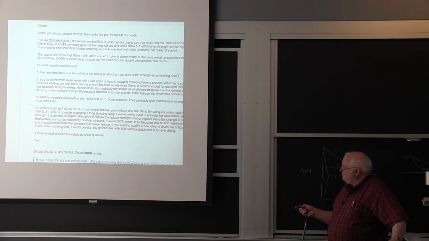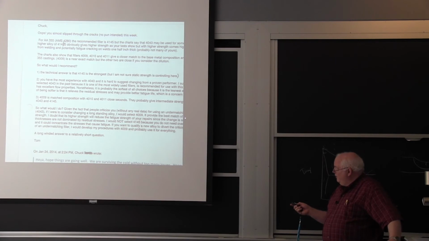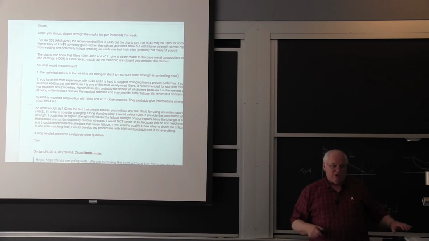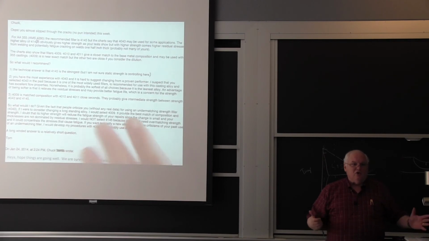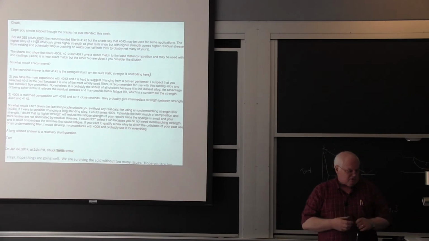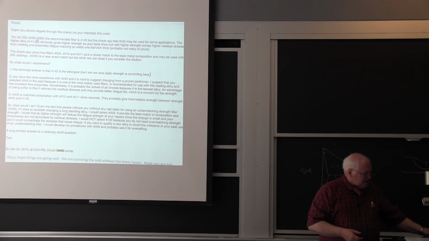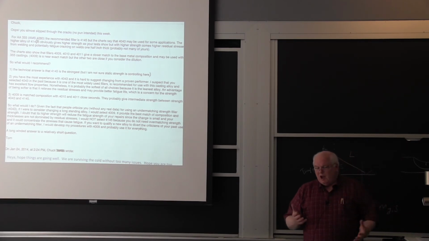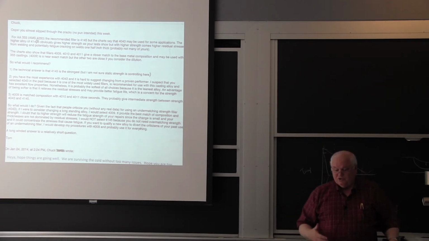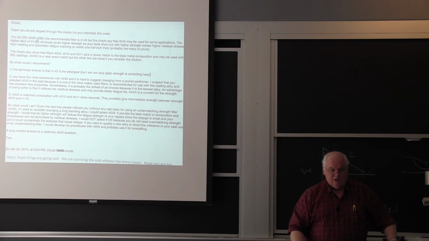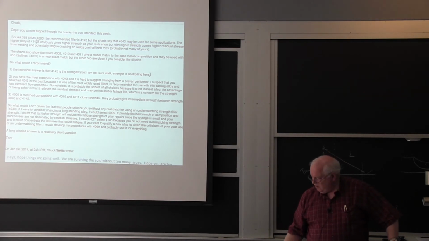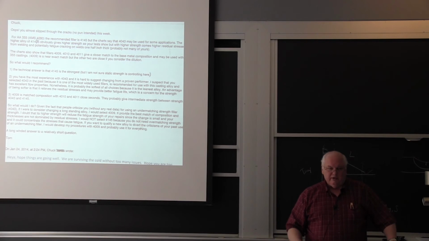So what would I do? Given the fact that people criticize you, even if they don't have any data, for using undermatching 4043, I'd go with 409. Why do you need overmatching? You don't need overmatching in this case. You're not looking for strength. If you go for something that matches the composition, probably not very much. It's probably not any more difficult to weld. 4145 with higher alloy might be a little more difficult to weld.